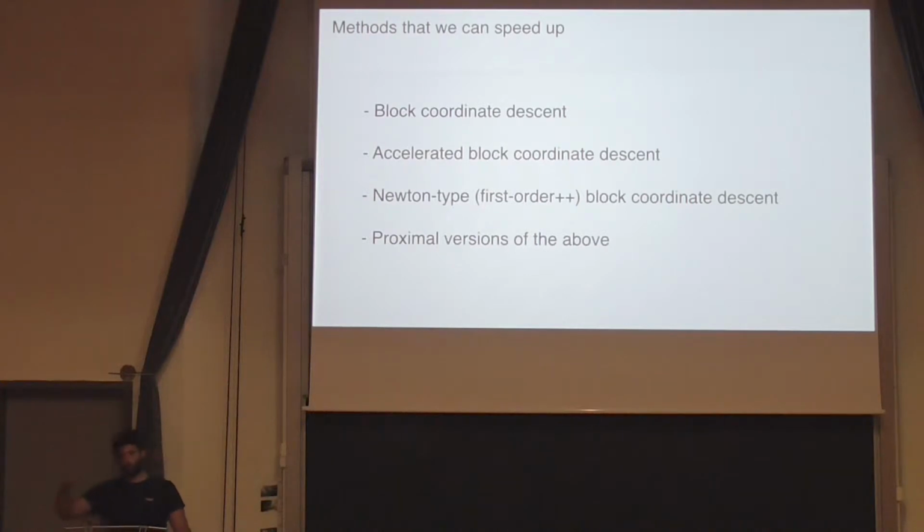Instead of working on one coordinate at a time, we work on multiple coordinates at a time. Accelerated block coordinate descent methods, which are optimal in terms of complexity of the method. Newton-type methods, which I call first-order plus, that means that we don't use just first-order information to make a step for the algorithm. We also try to use second-order information from the objective function. And proximal versions, meaning specialized methods for particular regularizers like the L1 regularizer.